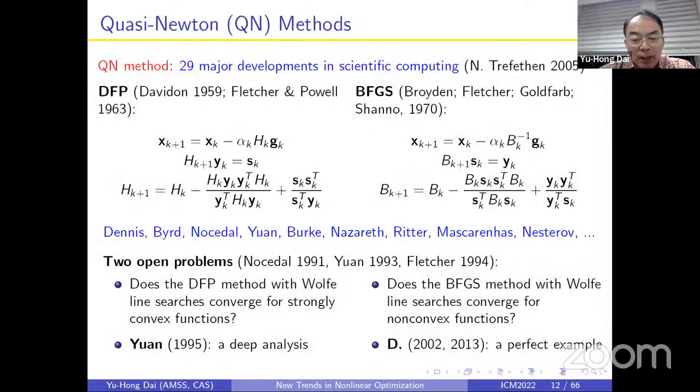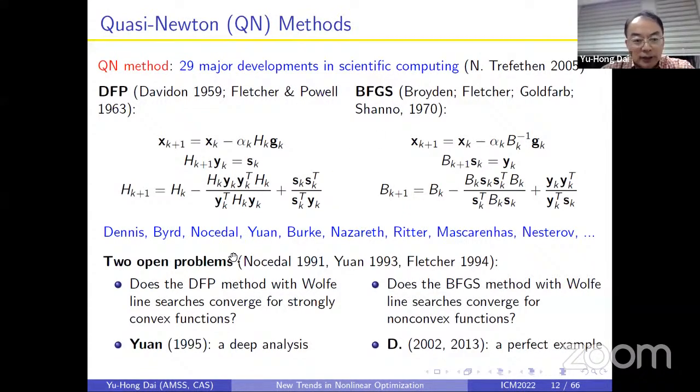Another big breakthrough over the gradient method is the so-called quasi-Newton method. The quasi-Newton method was also listed as one of the 29 major developments in scientific computing by Nick Trefethen. The first quasi-Newton method is called DFP, and BFGS is generally believed to be the most efficient quasi-Newton method.